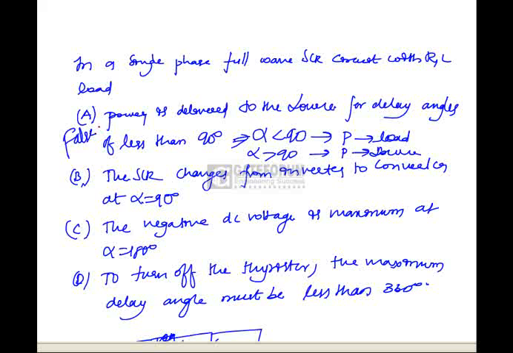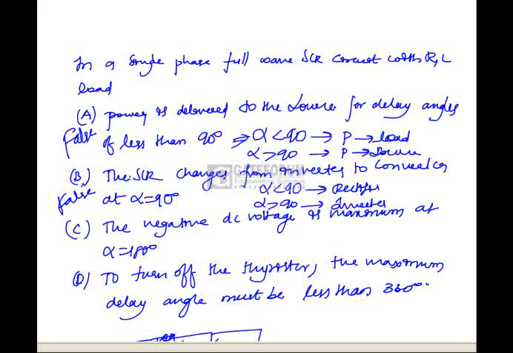Now look at option B. The SCR changes from inverter to converter at alpha equal to 90 degrees. For alpha less than 90 degrees, the circuit will behave as a rectifier. For alpha greater than 90 degrees, it will behave as an inverter. So option B is also false. That means we have to find the true statement out of these 4 options.